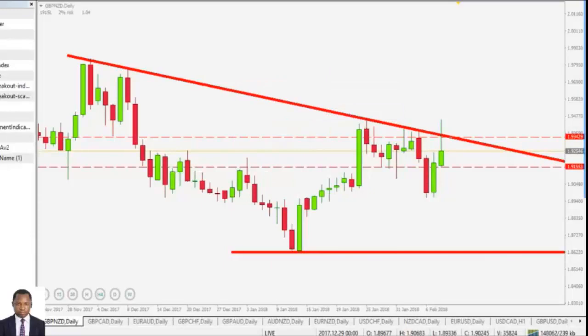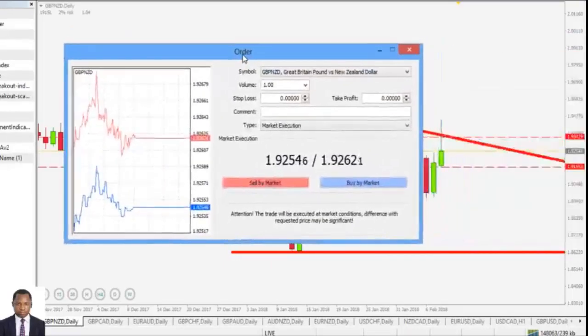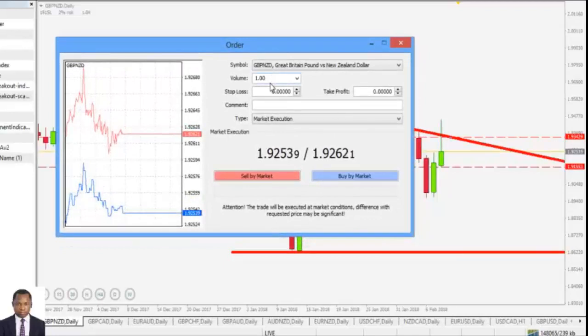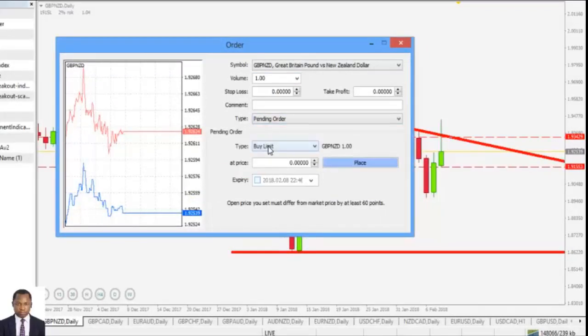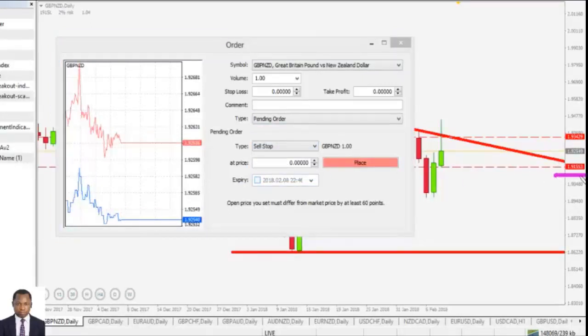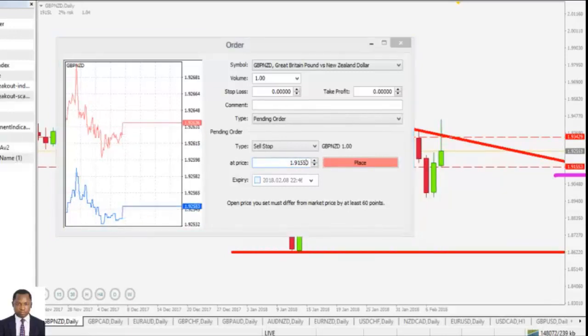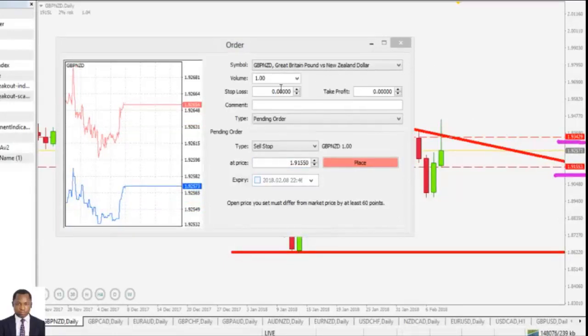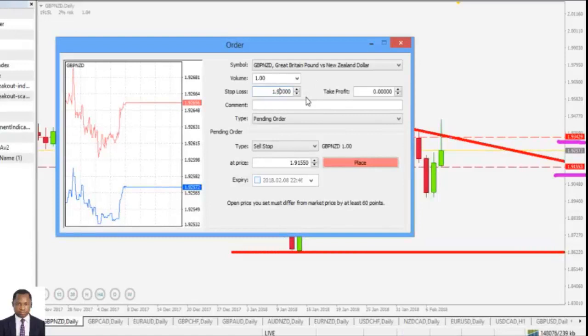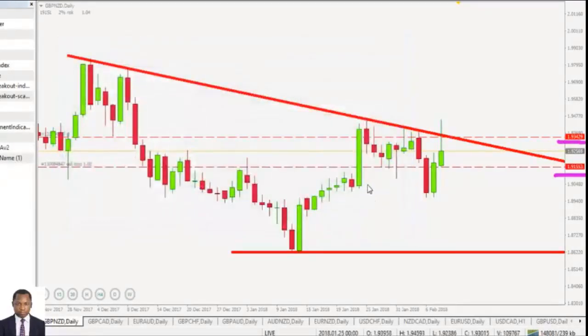Trading new order. It is on the sterling pounds against the New Zealand dollar. It's a pending order. It is a sell stop order. At what price? That's the price right there, 1.9155 level. How about the stop loss? This is the stop loss right here, 1.9342 level. That's it. Okay, so I'm going to place the order right there. The order is now placed.